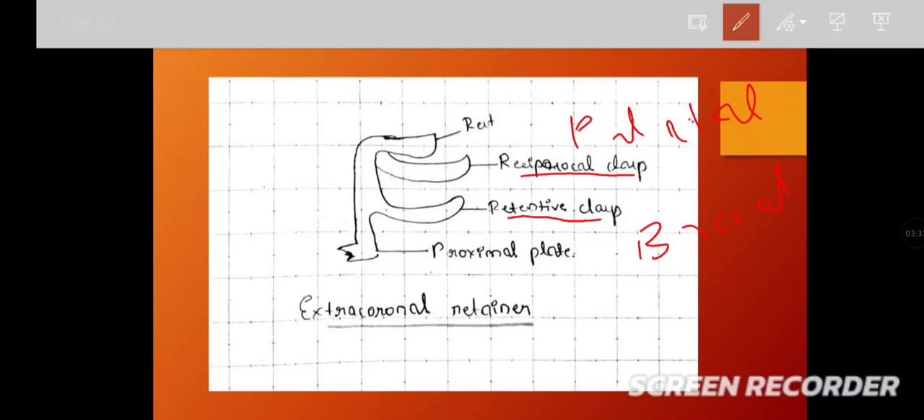Reciprocal clasp will always be on the opposite side of the retentive clasp. That is, if the retentive clasp is on a facial or buccal surface, then the reciprocal arm will be on the palatal or lingual surface of the teeth.